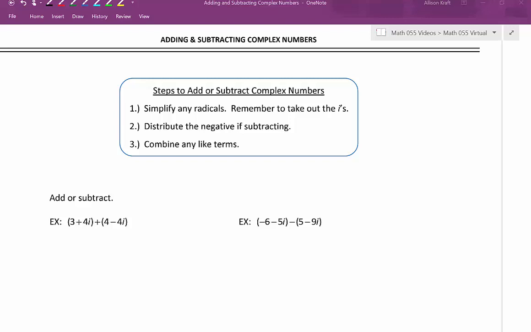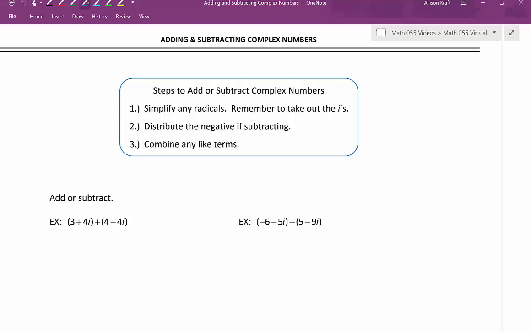In this video, we'll be adding and subtracting complex numbers. Our steps for adding and subtracting complex numbers: you want to start by simplifying any radicals. Remember, if you have a negative under a square root, to take the i out. You want to distribute the negative into the second parenthesis if you're subtracting, and then combine any like terms.